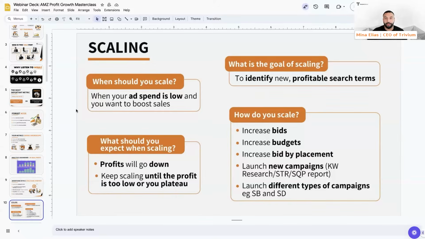Versus if you scale, so you take your ad spend from 50 to 200, hopefully your sales go from 200 to 800. And now, when you cut down your ad spend, maybe by, let's say, 50 or 100, now you're doing $100 extra in profit, plus your sales went up at the same time. So now there's even more profit. So what is the goal of scaling, right? The goal of scaling is to identify new profitable search terms and increase your rank and your spend on existing search terms to drive more sales.